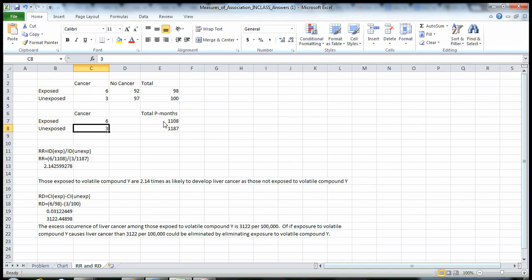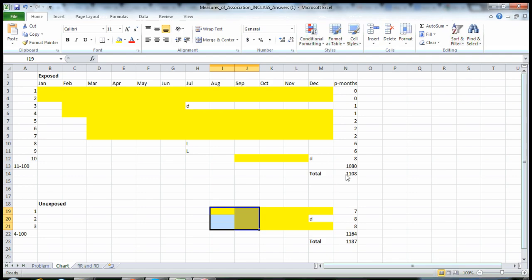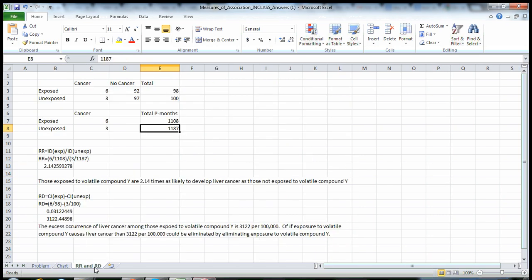And then we need the total number of person months for both our exposed and our unexposed. To come back to our chart, we've got 1108 person months for our exposed and 1187 for our unexposed. So we just put those numbers in. Now we've got relative risk is equal to the incidence density of the exposed divided by the incidence density of the unexposed, which is just 6 over 1108, all divided by 3 over 1187, which gives us 2.14.